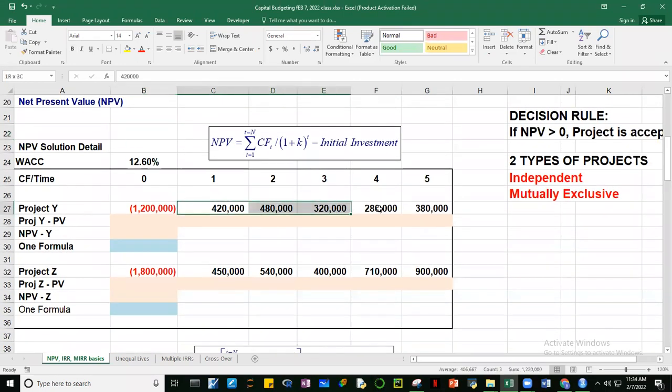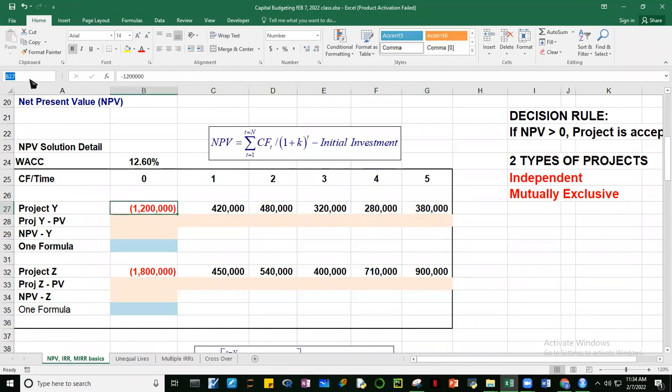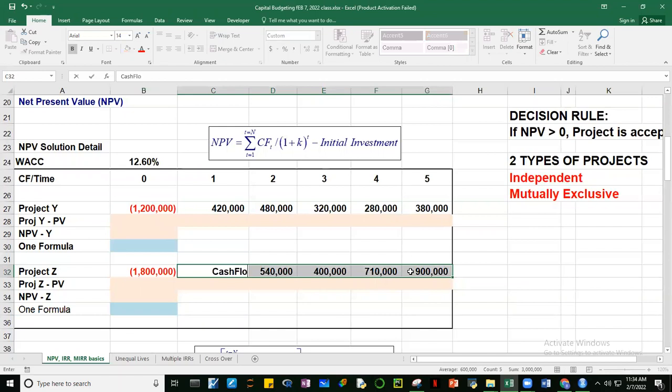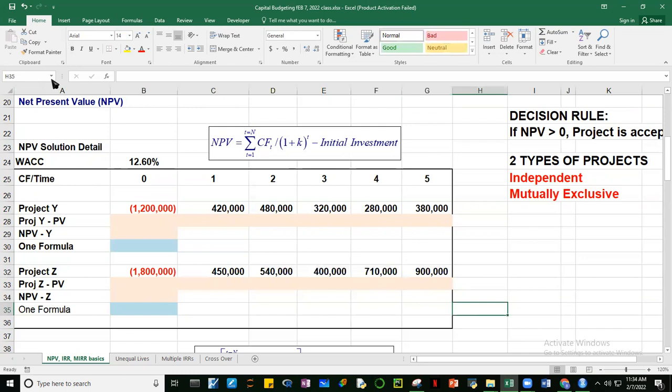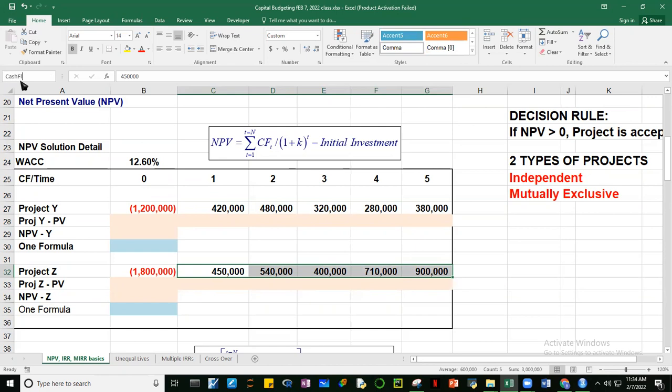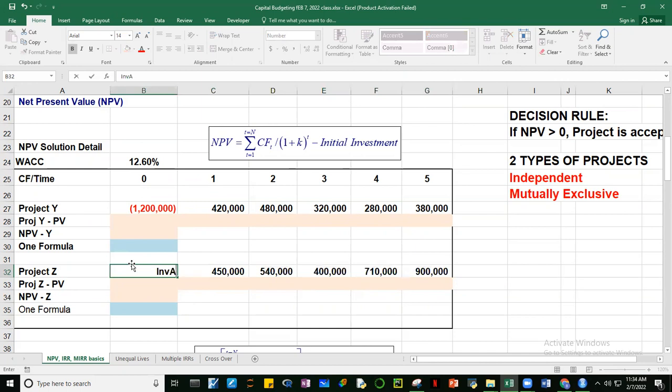Okay, let's call this, itong set na to, cash flows Y. So that's for project Y. Ito ang tawagin natin na investment ni Y. Investment Y. For this one, I'll call this cash flows Z. Tapos ito we call it Investment Z.